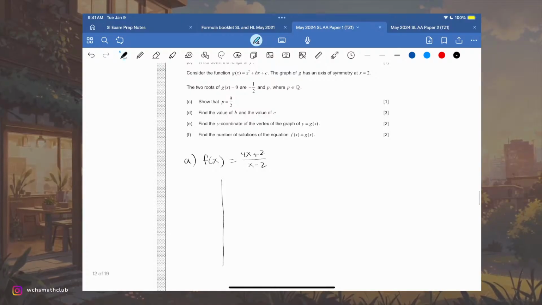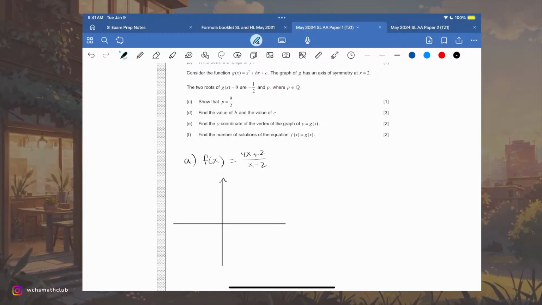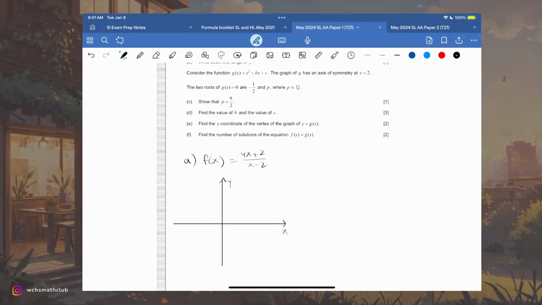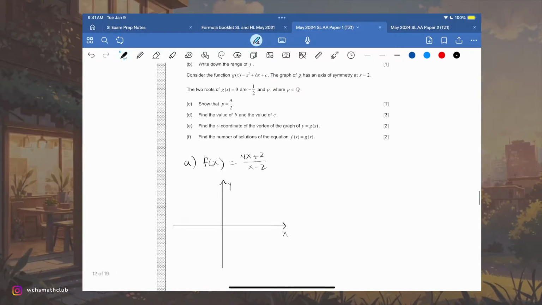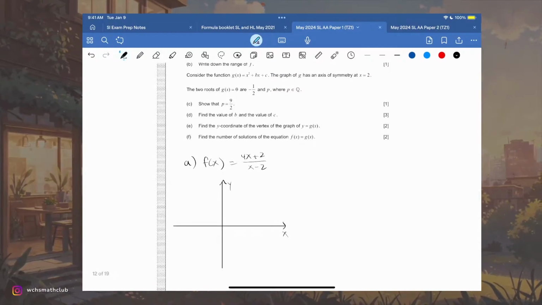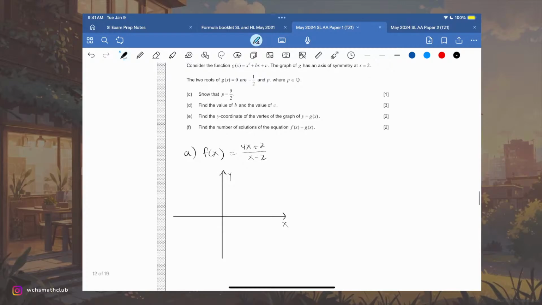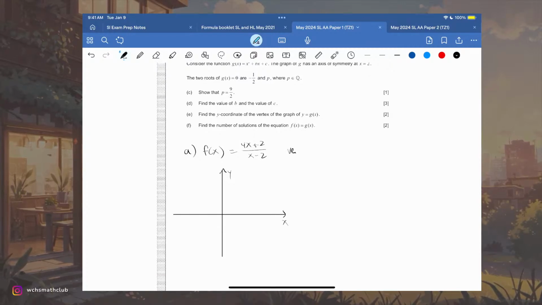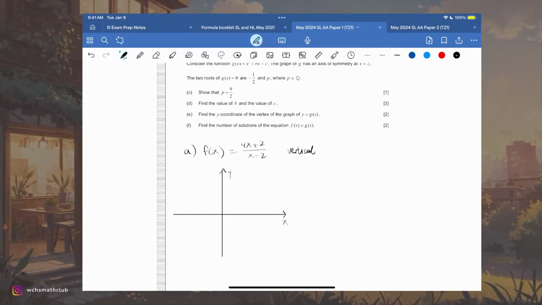So first we draw the axes, draw a grid for your graph. I like to label x and y so it's more clear. Okay, so looking at this graph, we know that the bottom cannot equal 2. This means that it has the vertical asymptote at x equals 2.